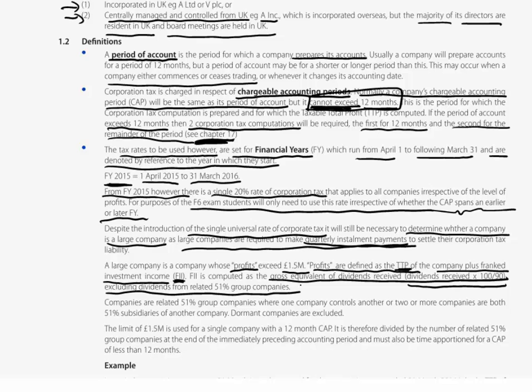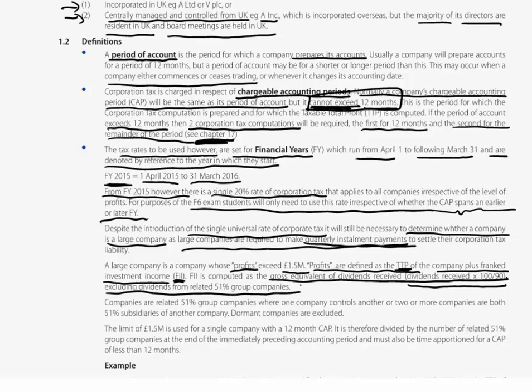All right, so we must compute, therefore, what is the TTP of the company for the chargeable accounting period. We must add franked investment income, dividends received other than from related 51% group companies, which, as you'll see in a moment, is basically subsidiary companies. We add in the FII to the TTP, and we compare with the £1.5 million limit. That will determine whether the company has to or does not have to make payments of tax using the quarterly instalment payment system. That will be its significance, relevant to whether it will actually use the quarterly instalment payment system.